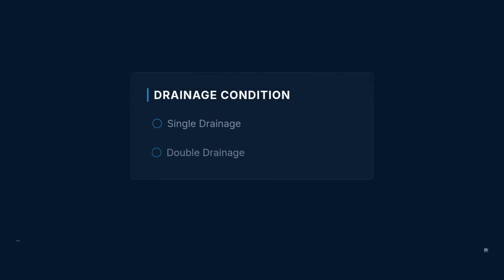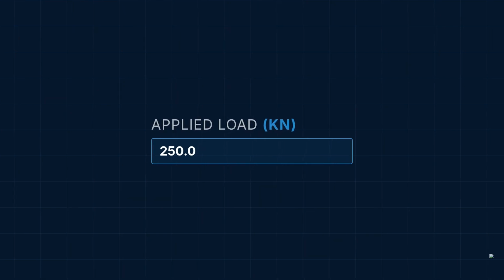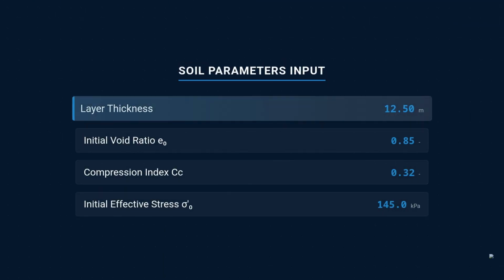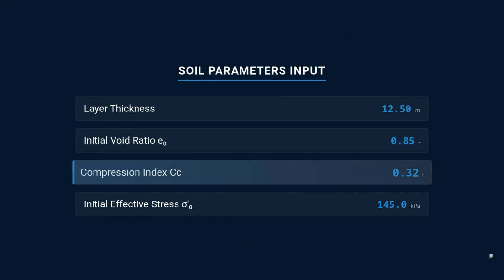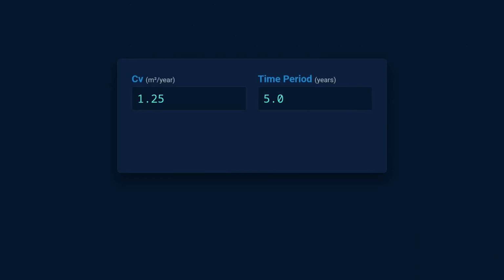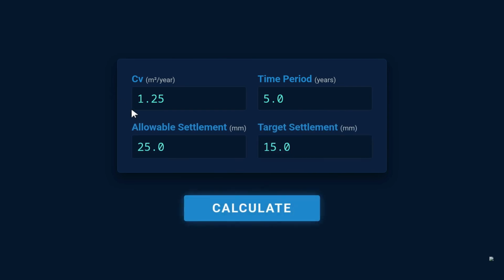For drainage condition, choose between double drainage or single drainage. I've selected double drainage. Enter your applied load in kilonewtons, foundation area in square meters, foundation width in meters, elastic modulus S in kilopascals, and Poisson's ratio. Then input compressible layer thickness in meters, initial void ratio E0, compression index CC, initial effective stress S0 in kilopascals, coefficient of consolidation, CV in square meters per year, time period in years, allowable settlement in millimeters, and target settlement in millimeters.